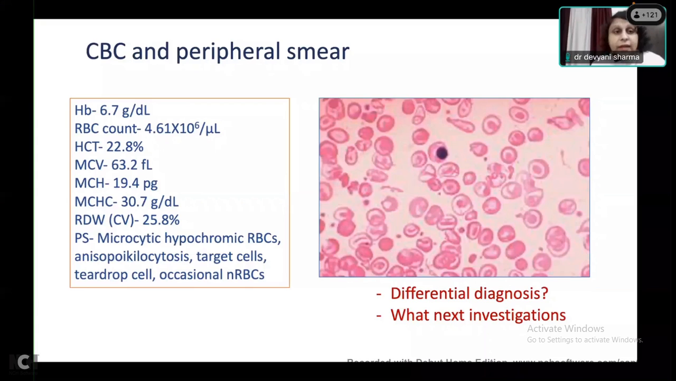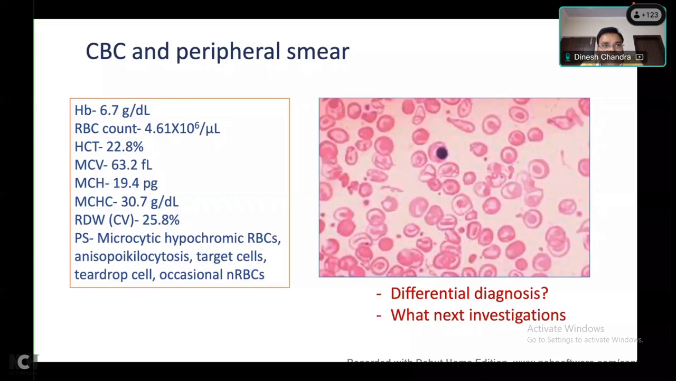So even if we calculate the Mentzer index, sir, it is also coming. Yes, that is important. 0.7. Okay, 0.7. So 6.7 to 4, there is the rule of 3. Yes sir, RBC into 3 is equal to your hemoglobin, and hemoglobin into 3 is your hematocrit. So that doesn't fit in this.